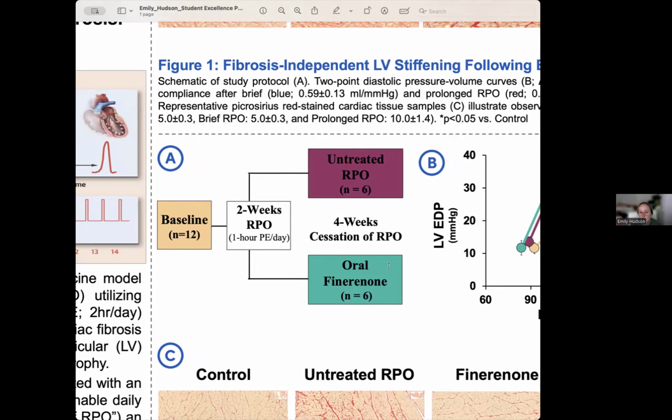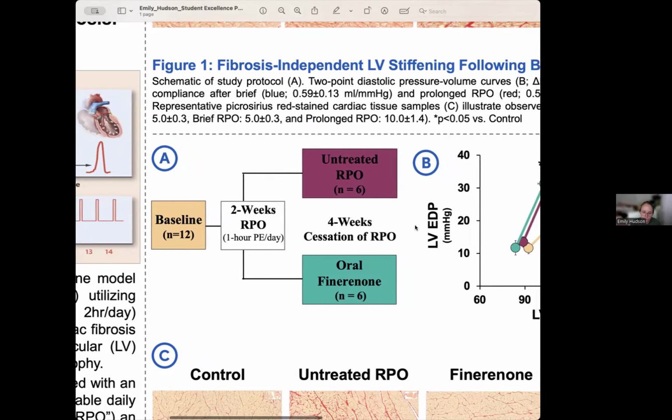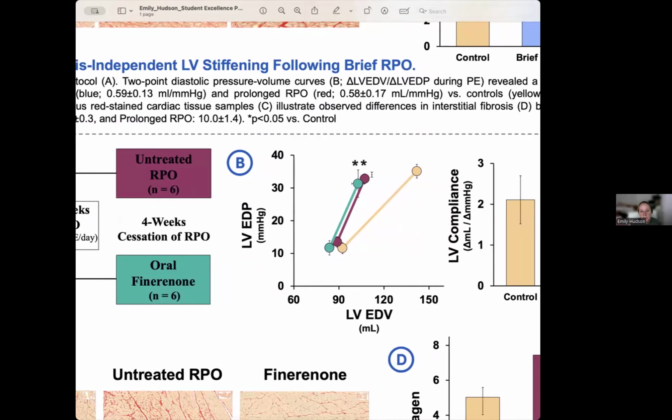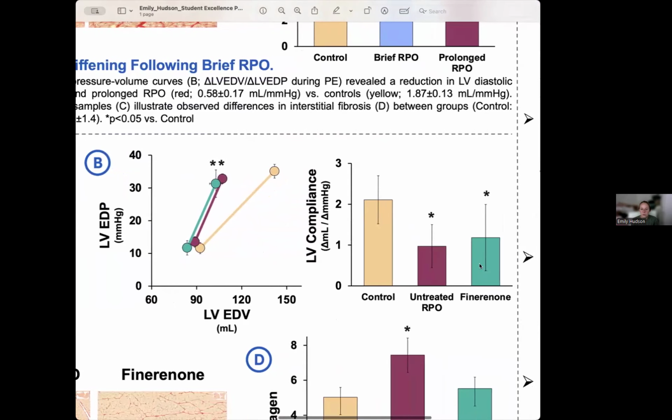This drug has been used in other forms of disease, mainly in lung, and it's been shown to be able to reverse or reduce fibrosis, but it's never been used in the heart before. So we're going to be able to understand A, if fibrosis can be reversed at all, and B, if that can affect compliance. Following this 4 week treatment of finerenone, we can see by constructing these pressure volume relationships again that the slope of those two lines are very similar between finerenone and the untreated group. So again, these two groups have the similar reduction in compliance between treatment and untreated.